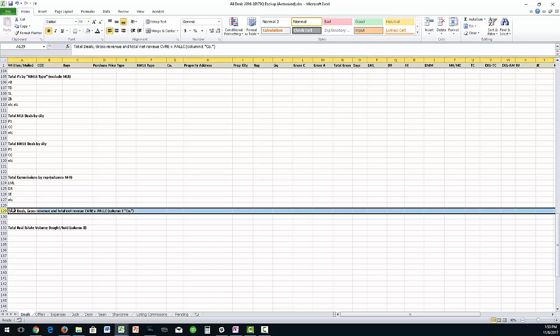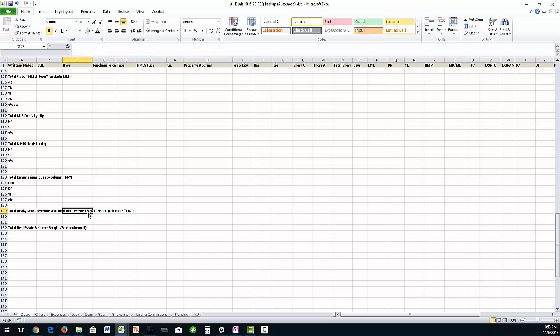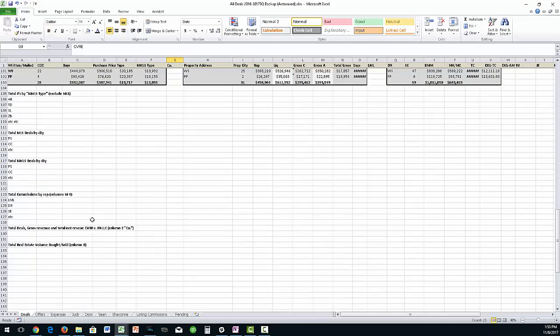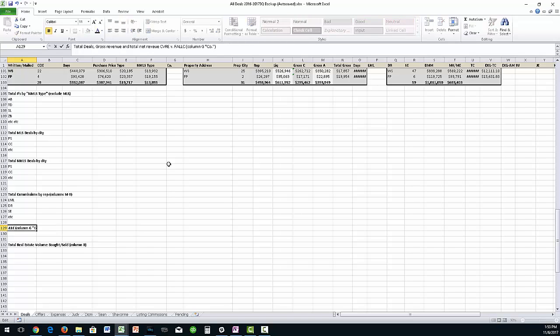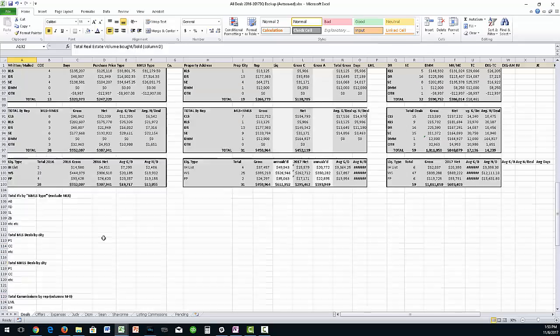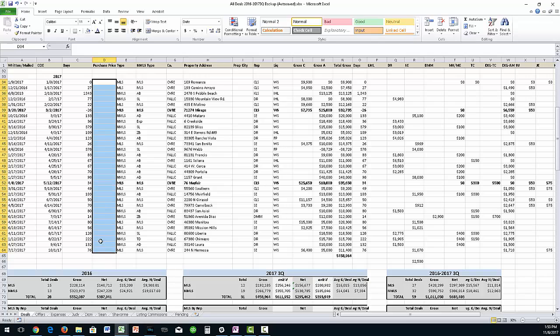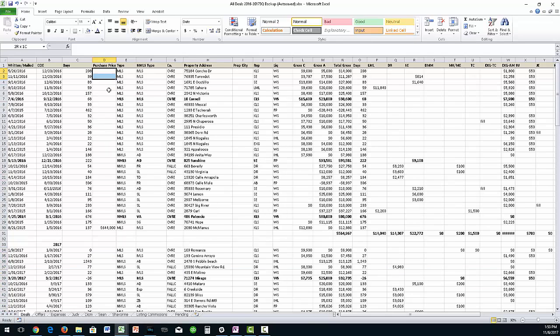One more. This one should be easy. Total deals, gross revenue, and net by company type. There's only 2 types. That's column G. I said column E, but I've shifted them. Column G. And then total real estate volume, that's easy. That's just the grand total. I don't care about type either. Just 2016, 2017, and then the grand total. And I'll fill these in before I send it.